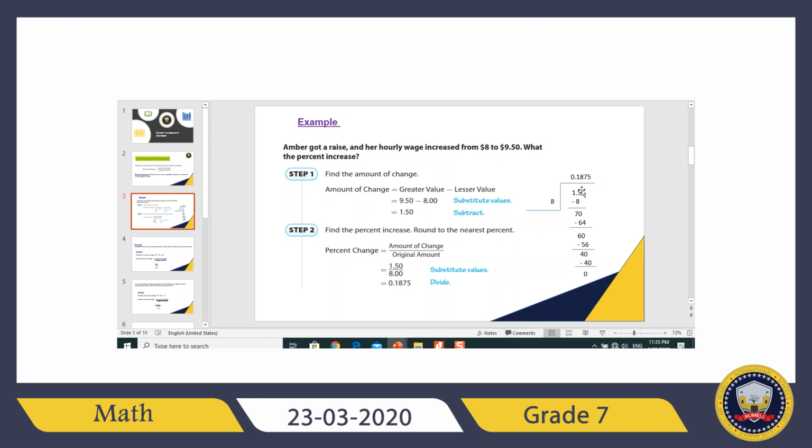8 times 1 equals 8. 8 times 2 equals 16. So I will take the smaller number, so 1. The answer here is 1, and I put down 8. Then I will subtract. 15 minus 8 is 7.